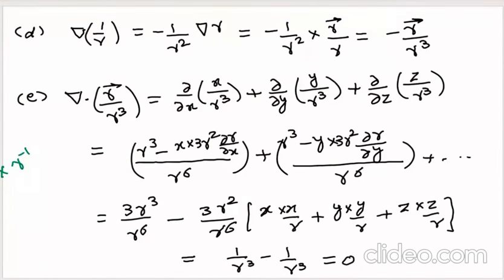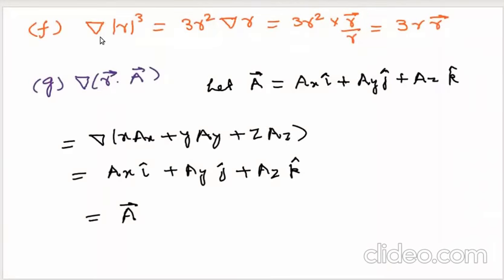Okay, if there is no doubt, let's move to the next question. You have to take the gradient of r cube. It is similar to taking the derivative of x to the power n. So you will get 3r square. Then you will have the gradient of r, and the gradient of r we have already calculated as r vector by r. So this is the answer. You can cancel this small r with r square, so you will have 3r times r vector.